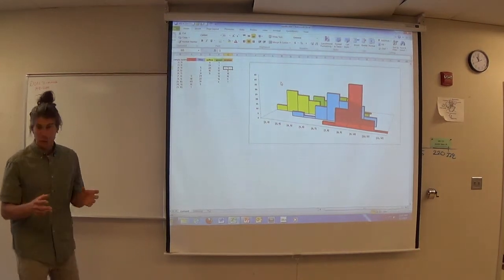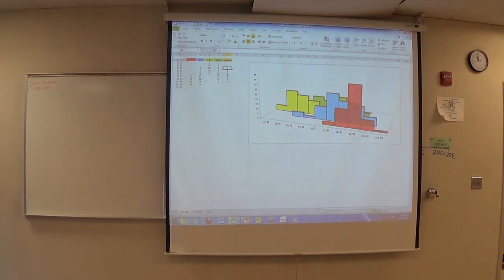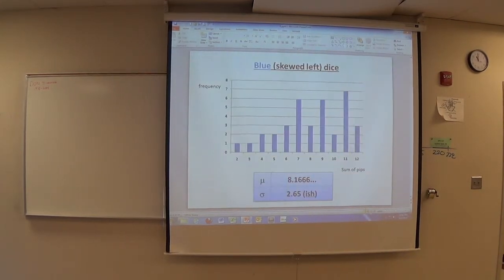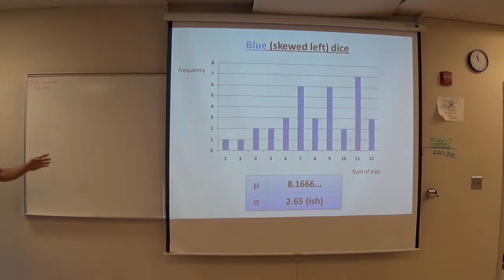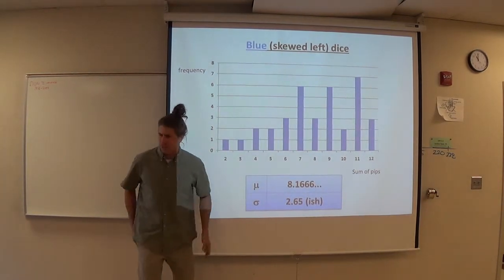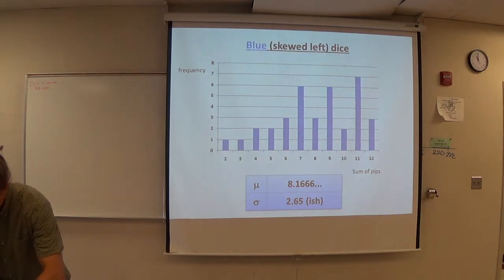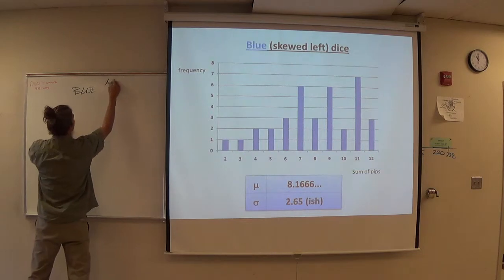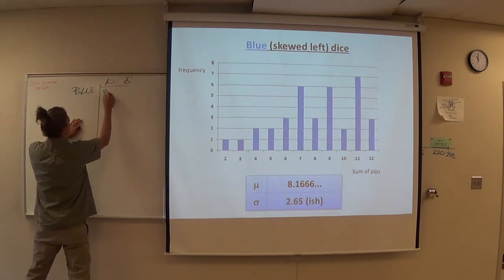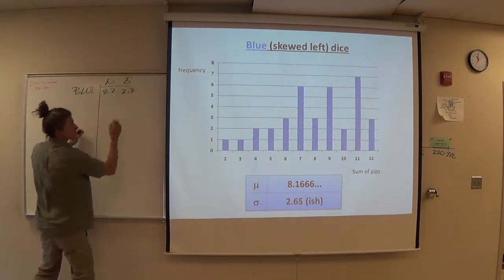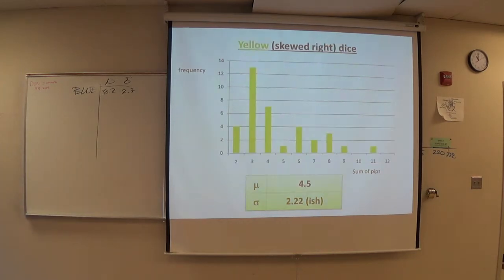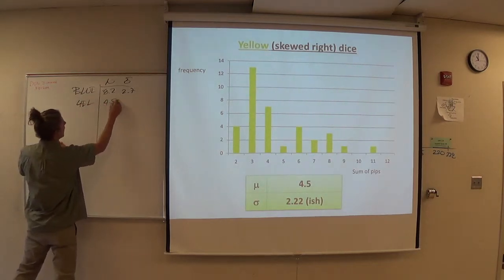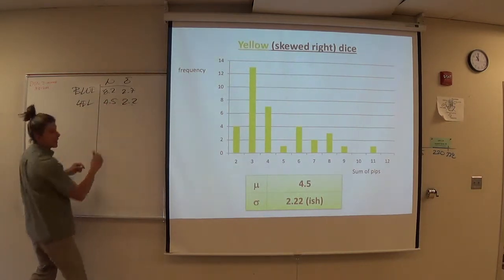Now, do you remember the original populations that you were sampling from? I know it was like 10 minutes ago, but we're going to go back to that again. So here they are, right? Here was blue. Blue had an average of about 8.2 and a standard deviation of about 2.7. Okay, that's blue. Skewed. Yellow, also skewed the other way, had an average of 4.5 and a 2.2 standard deviation.